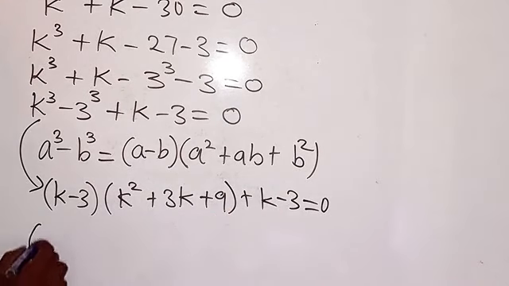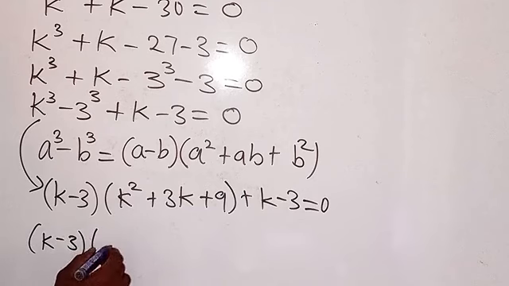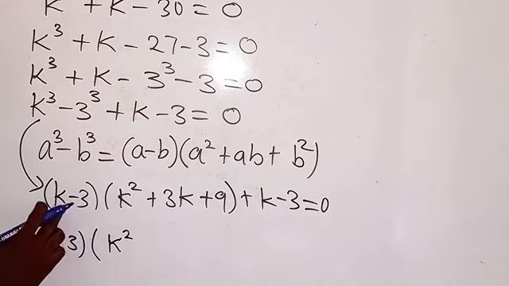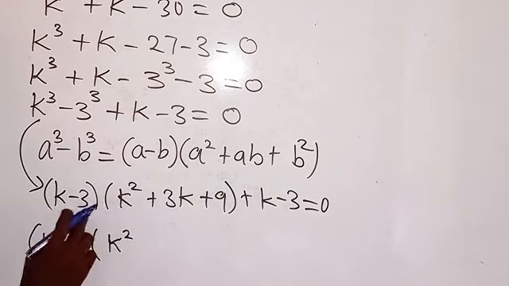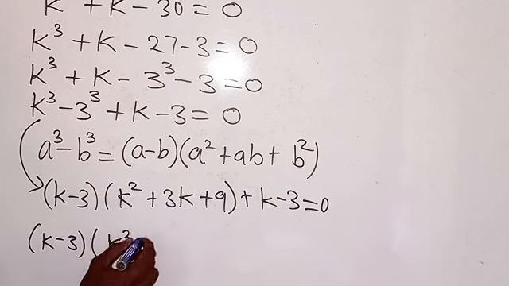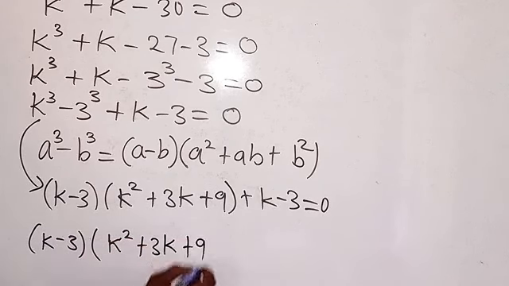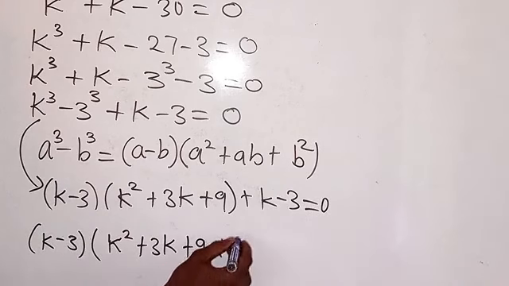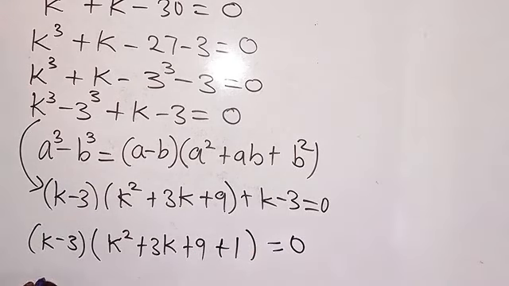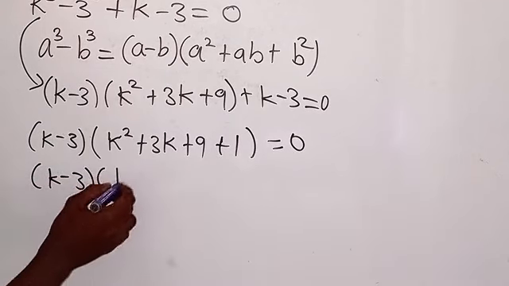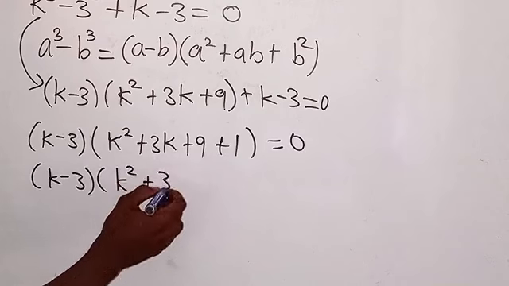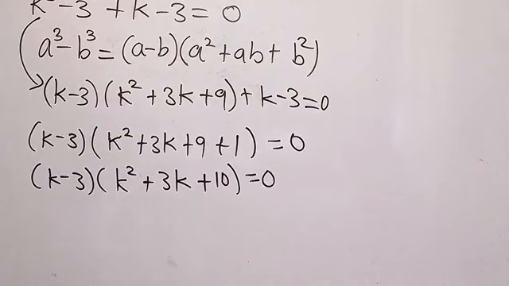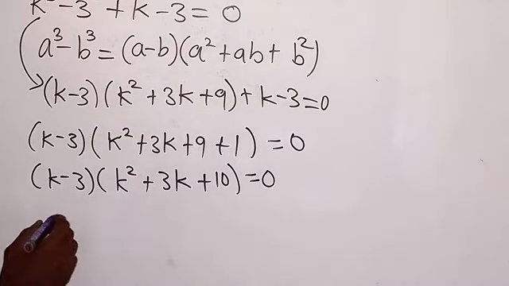We can factorize it out. We have K minus 3, into bracket K squared, because if you divide this by K minus 3, we're going to have K squared plus 3K plus 9, right? Then K minus 3 divided by K minus 3 here, we're going to have 1, then equals 0. So here we have K minus 3, then K squared plus 3K, 9 plus 1, we're going to have 10, then equals 0.